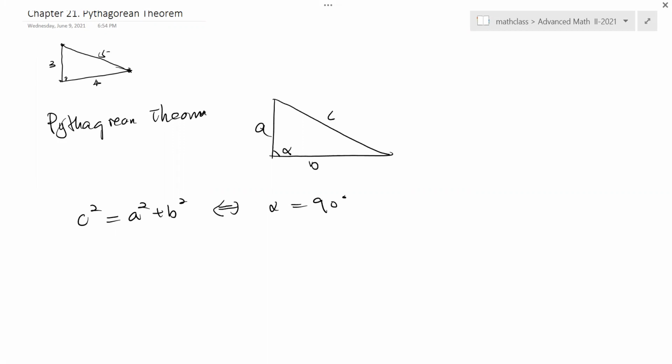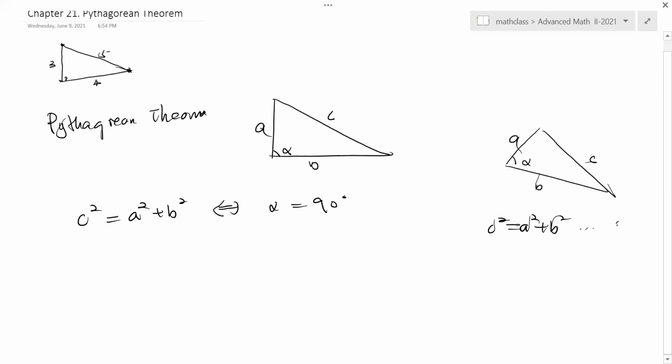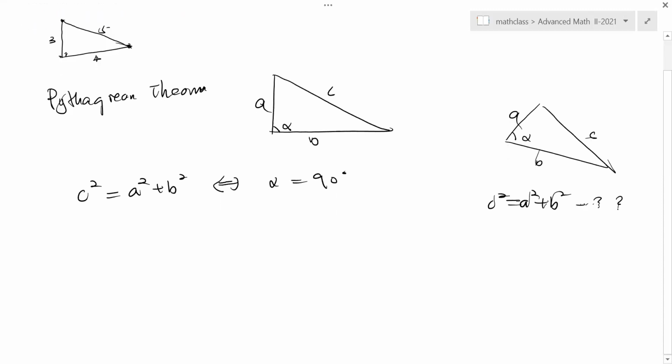Now, of course, there's a generalization of the theorem. If this is alpha, here's A and here's B, how can I relate C to A and B in terms of alpha, not necessarily 90 degrees? In general, there is something extra here that we don't know yet. You're going to study this when you get to high school. So let's focus on this. This is the Pythagorean theorem. It says that A squared plus B squared equals C squared.